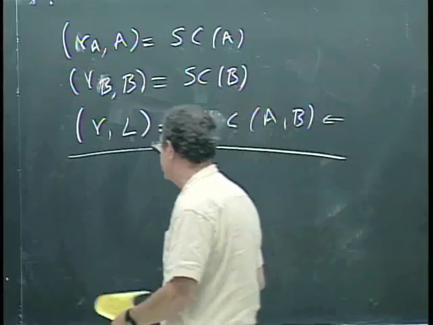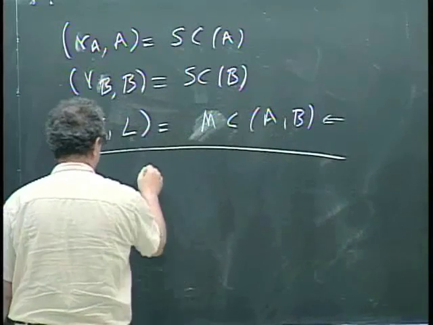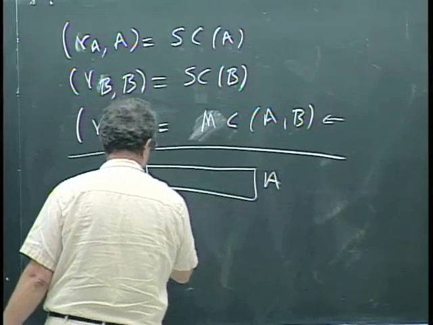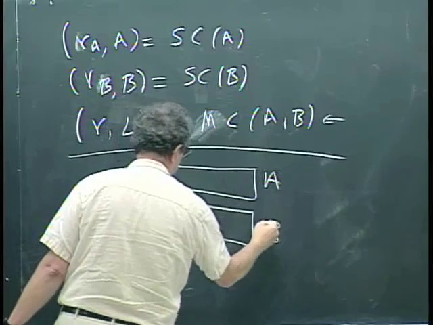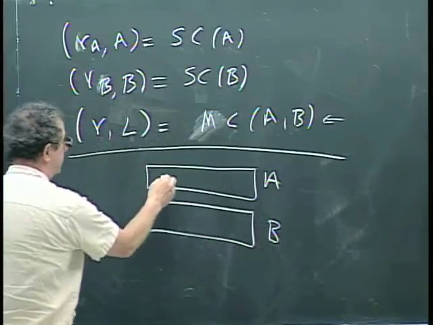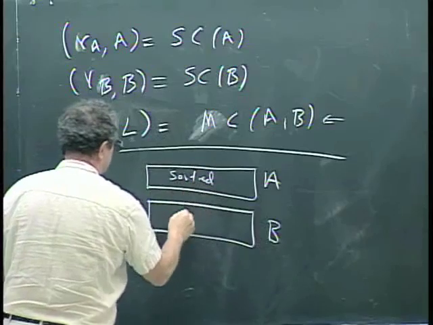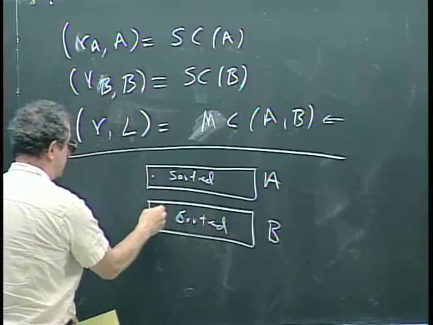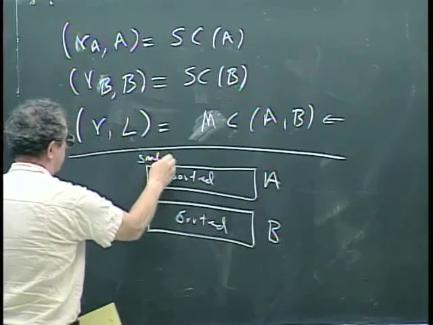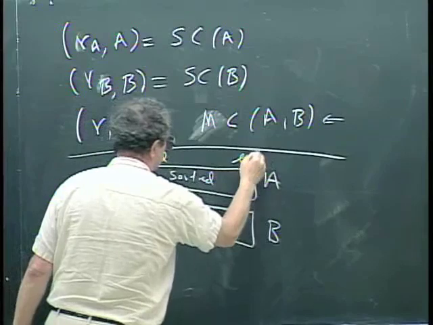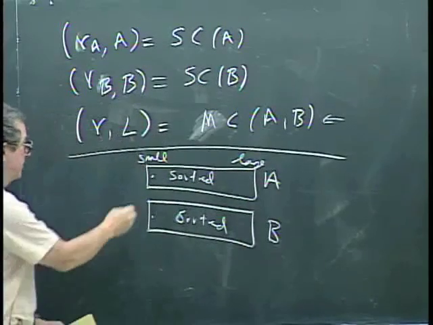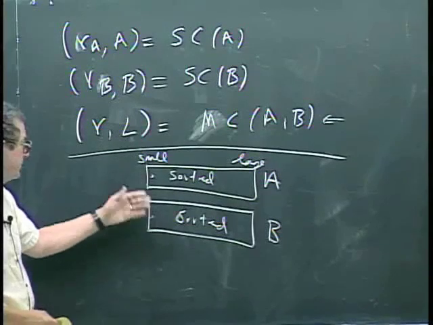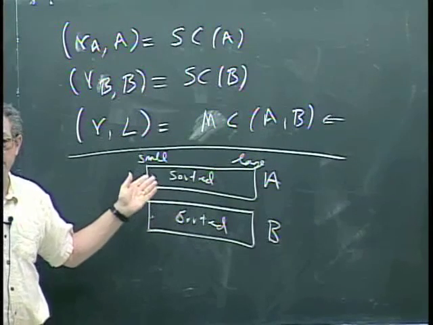Okay? So how does merge work? Pictorially, here's list A, and pictorially, here's list B. And A is sorted, and B is sorted, right? And let's say this is the small end. These are the small elements, and these are the large elements. So what merge does is it compares the top or first two elements. Whichever is the smaller of those two, it outputs that and removes that element.